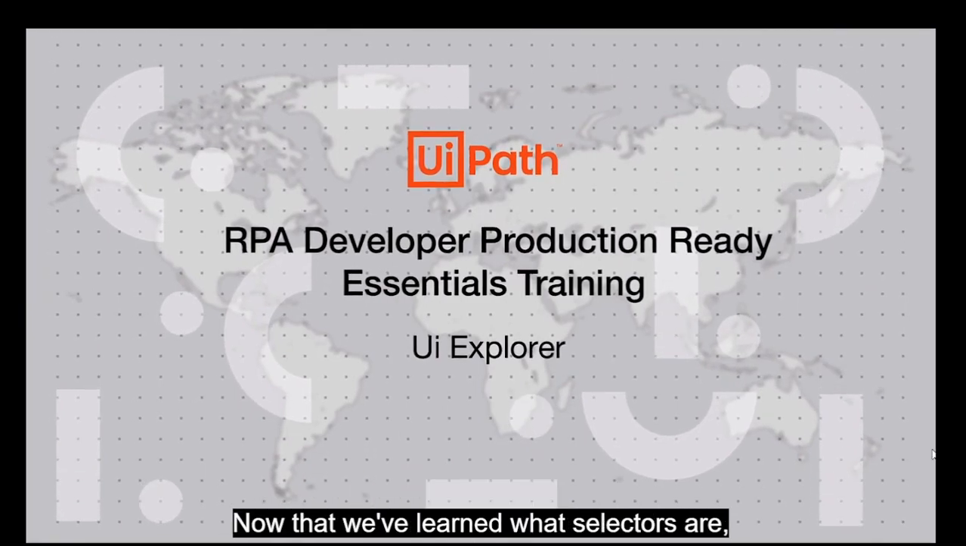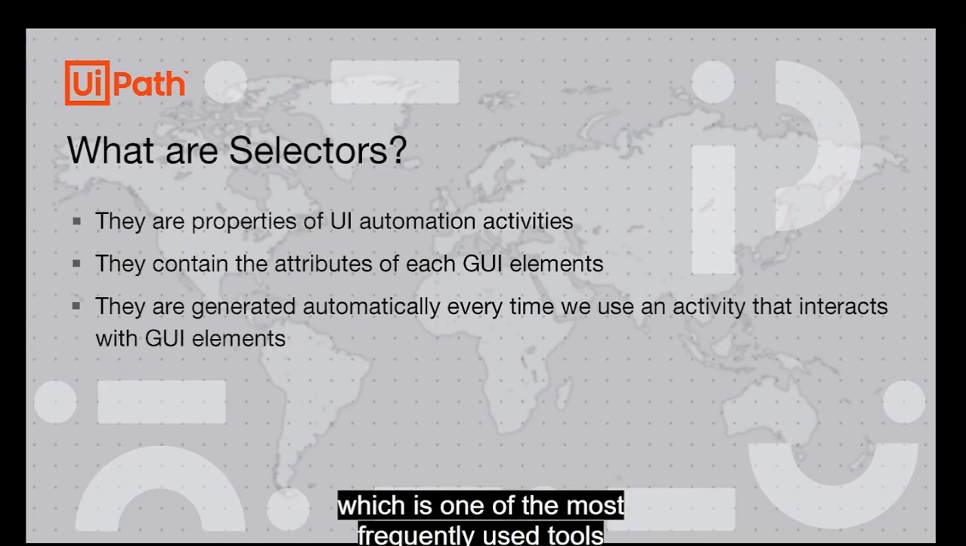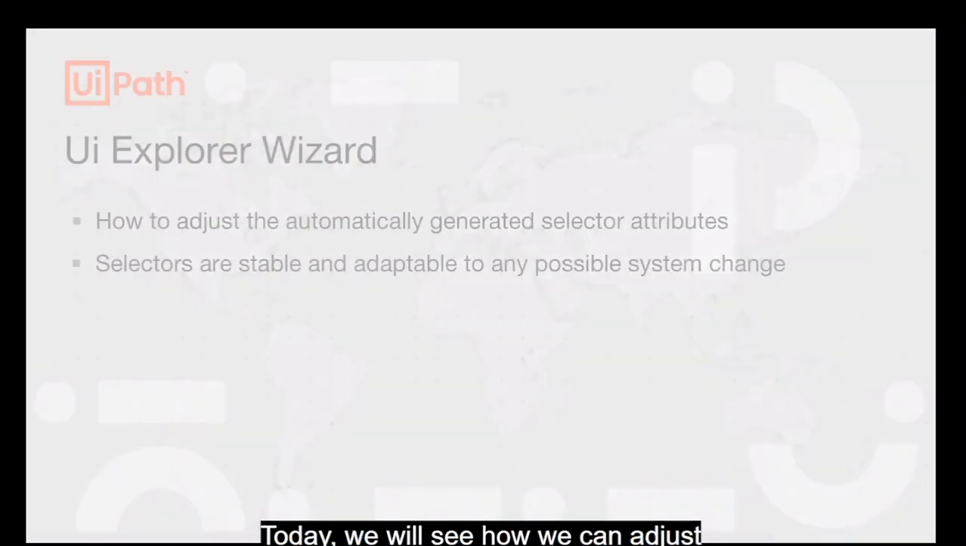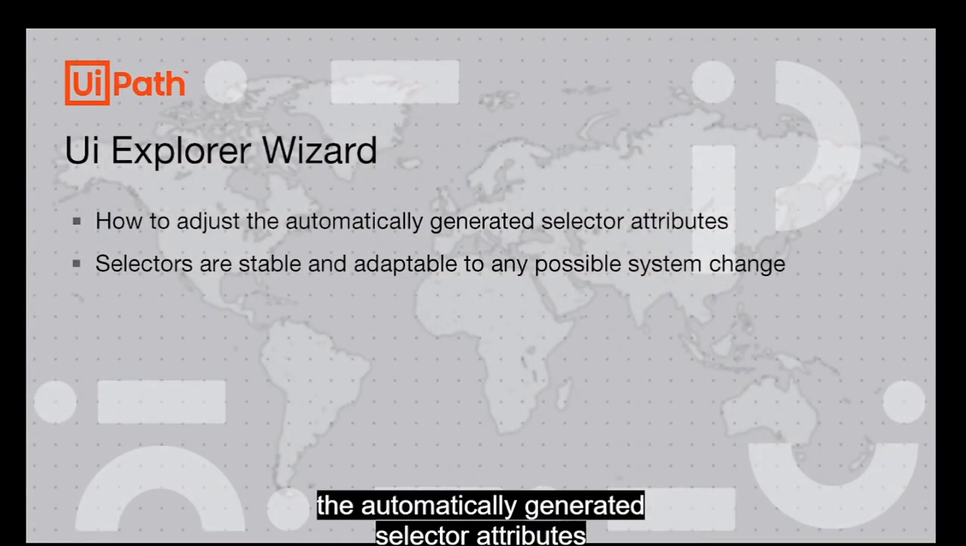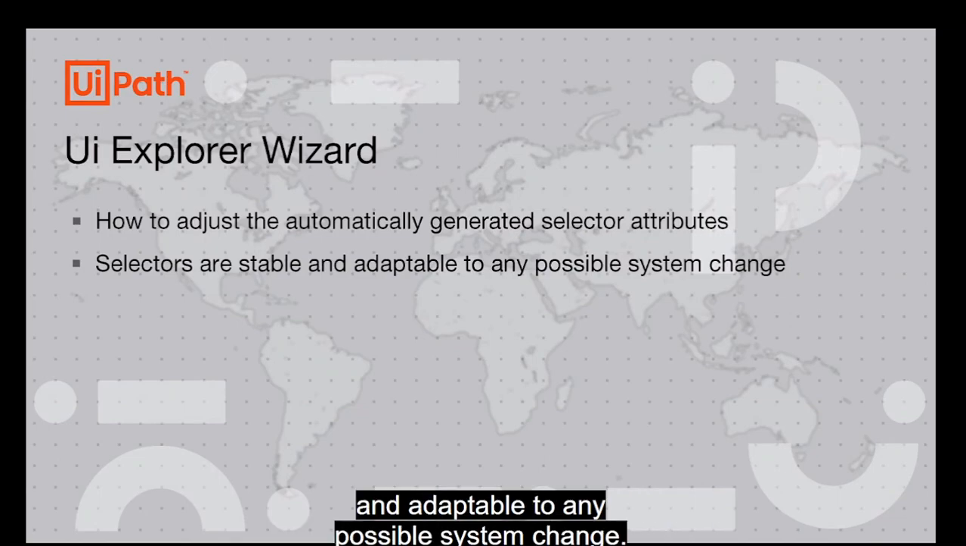Now that we've learned what selectors are, how they're generated, and how they work, we can proceed to a more in-depth demo of the UI Explorer wizard, which is one of the most frequently used tools in UiPath Studio. Now, in the previous lesson, we discussed some automation scenarios in which the selectors generated by the UI interaction activities might not be reliable in the long run. Today, we'll see how we can adjust the automatically generated selector attributes to ensure that our selectors are stable and adaptable to any possible system change.